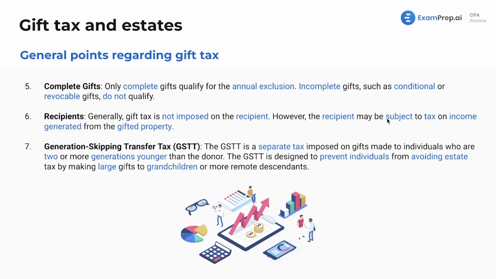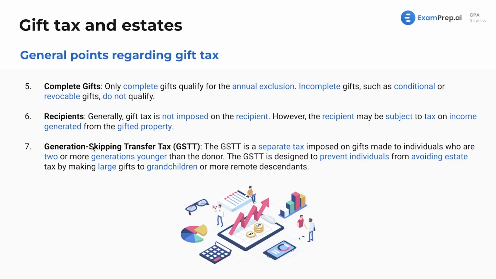However, the recipient may be subject to tax on income generated from the gifted property. That's interesting, right? So if I give someone a rental property, they're not going to be taxed on the actual rental property. But if the rental property makes income, well, then that person will be taxed on that. And lastly here, but let's think about that with my analogy also. It's like I didn't ask to receive the gift. If I give someone a rental property and they don't want it, they can go and sell it. So they don't have to pay tax on the income generated by the rental property. That's kind of building on the example I gave before.